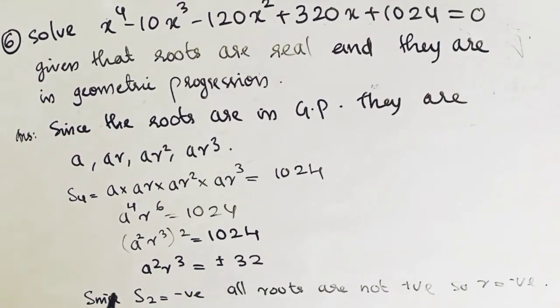Now we can check S2. Here S2 is C by A, that is minus 120. Since S2 is negative, all roots cannot be positive. So r will be negative.